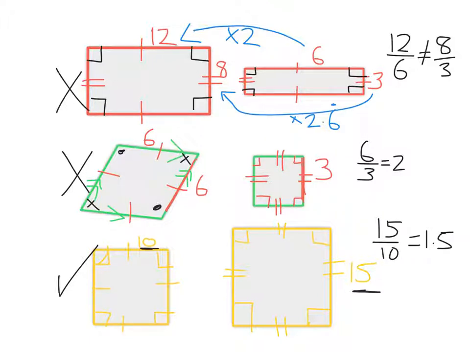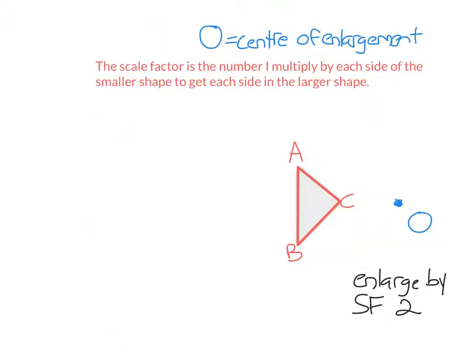So now what we're going to do is look at how to construct some similar shapes when given a center of enlargement. So what we are going to do here is take the triangle ABC and enlarge it by a scale factor of 2 about the point O, which is called the center of enlargement. So we're going to end up creating a shape that is similar to the shape ABC. Now the scale factor is the number I multiply by each side of the smaller shape to get each side in the larger shape. So for our question here, we're going to enlarge by a scale factor of 2. So our triangle is going to have sides that are twice as long as our original triangle.